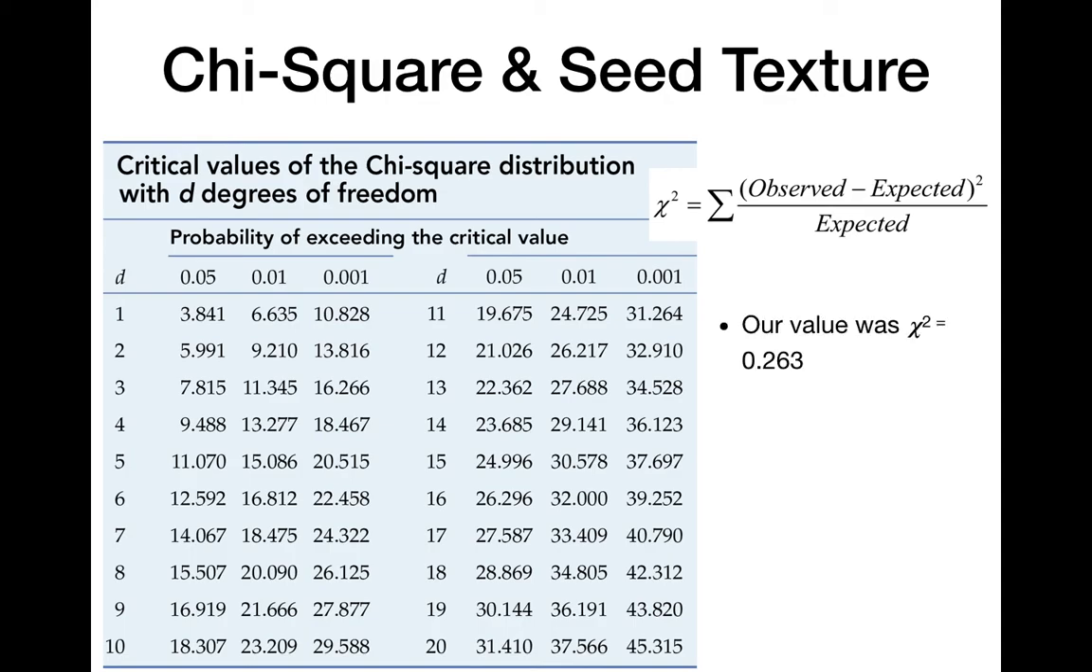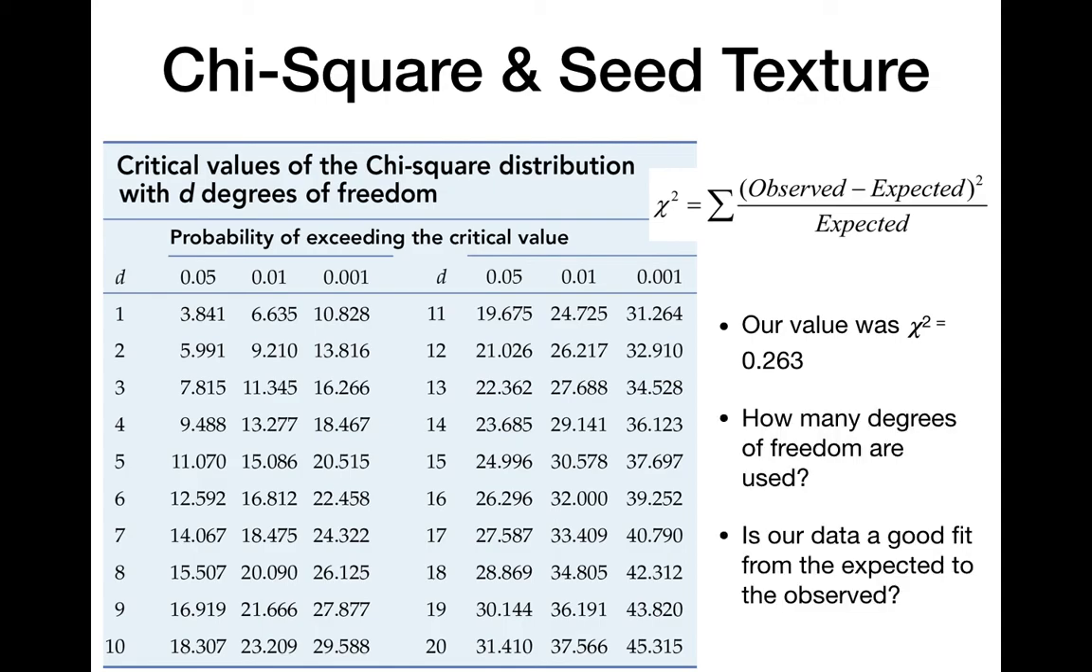Now I have a chi-squared value, and I have to use a critical values table, which I would have to give you, or it's also in the back of your textbook, and I have to know the number of degrees of freedom. So I had 2 categories, so I have 1 degree of freedom. My chi-squared value was 0.263, and my p-value is 0.05.